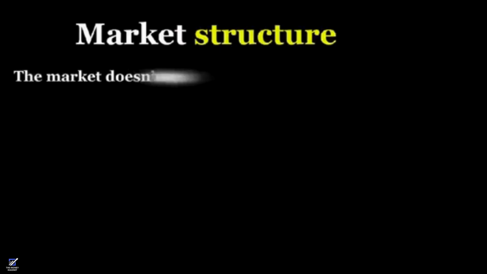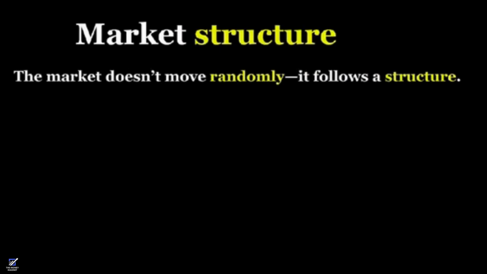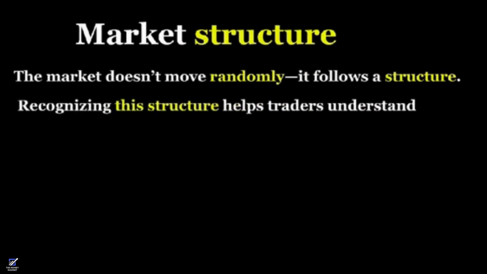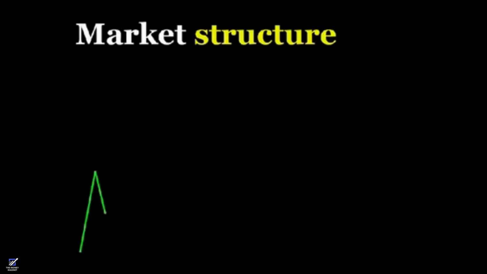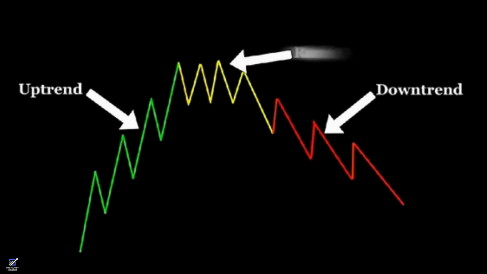Now let's move to the second part, which is market structure. The market doesn't move randomly, it follows a structure. Recognizing this structure helps traders understand what's happening and what could happen next. There are three main types of market conditions: uptrend, downtrend, and range. Let's break them down, starting with the uptrend.